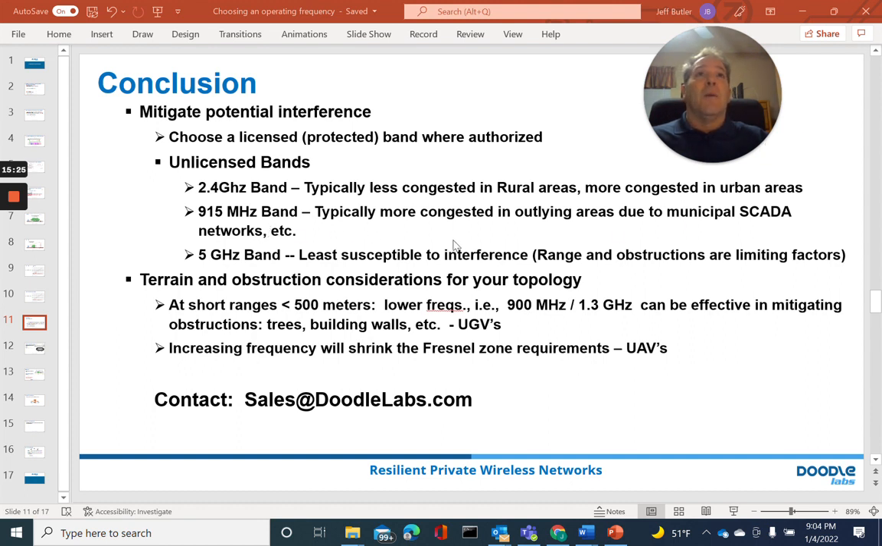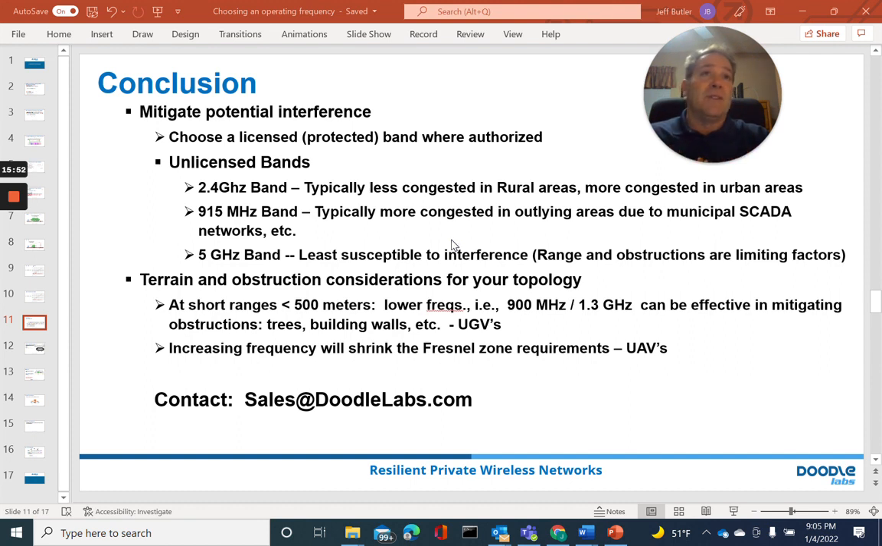915 megahertz band is more congested, believe it or not, in outlying areas due to municipal networks that are already in existence for SCADA, water, wastewater management, that type of thing. Those networks have been out there for a while. They're up on towers, high towers, and they're broadcasting longer distances because 900 propagates further. So the collision domain in the outlying areas seems to be more of a problem for 900 with typically more congestion there versus in the urban areas.